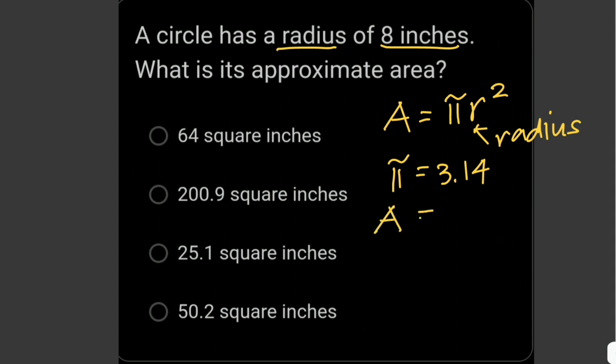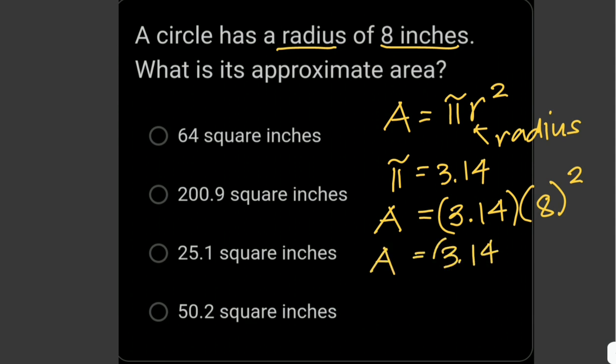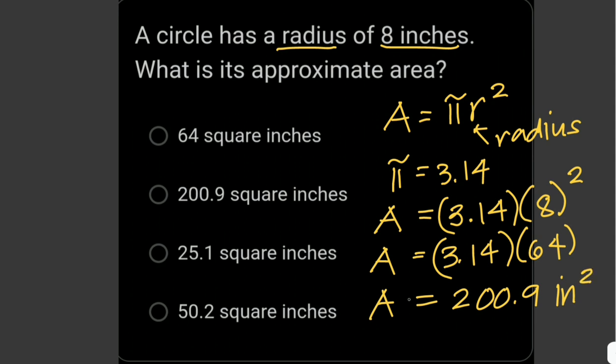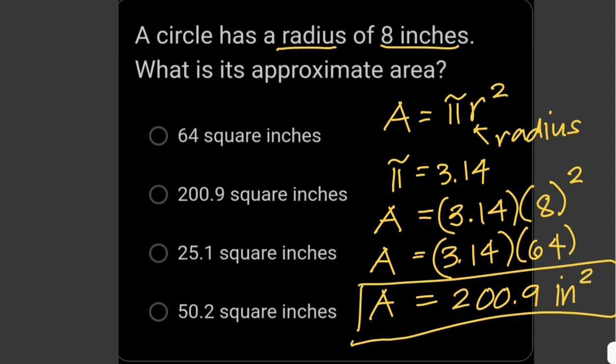So this would be area equals 3.14 times the square of the radius, which is 8 inches. And then this is equivalent to 3.14 times 64, because 8 squared is 64, and then you just multiply, and this would give us a value which is equal to 200.9 square inches. So the answer here is this one.